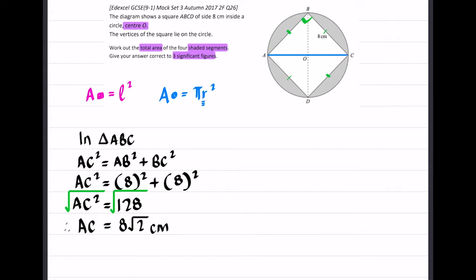So now I have AC's length. Having AC's length means that I can conclude what my radius would be. So my radius would equal 8 root 2 divided by 2. So I have a radius of 4 root 2 centimeters. Now that I have my radius, I'm able to calculate the area of my circle. I'm going to calculate the area of my circle, calculate the area of my square, and subtract them from each other.